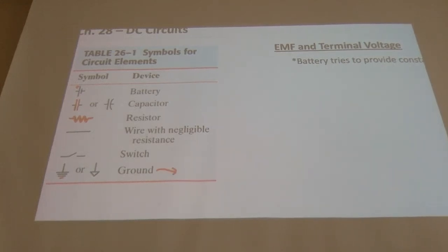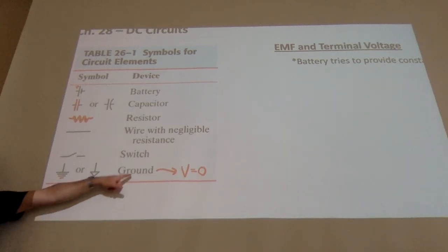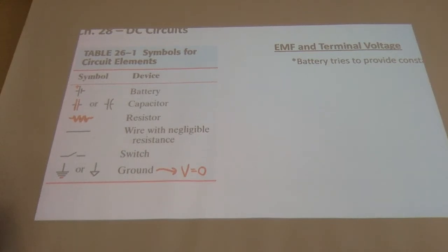And once again, you can think of ground as a location where the potential is equal to 0. It's like the lowest potential in your circuit. And typically, it means you're literally connected to the earth. You're connected to what we call ground.